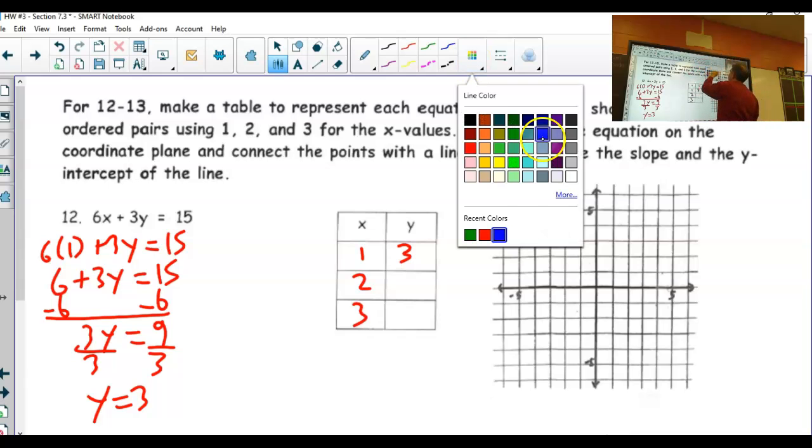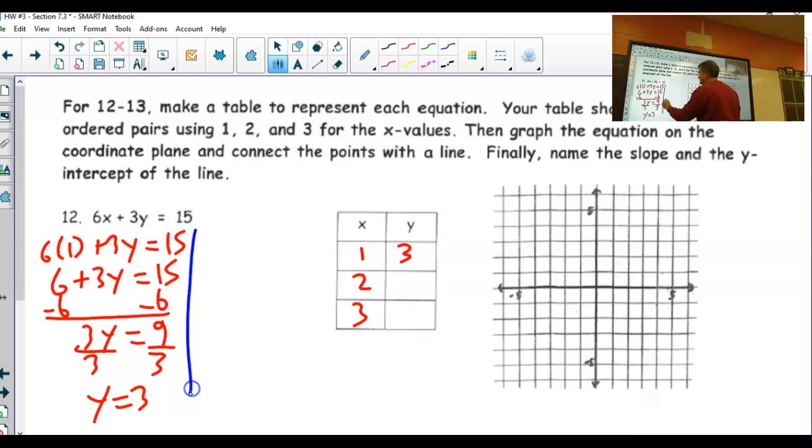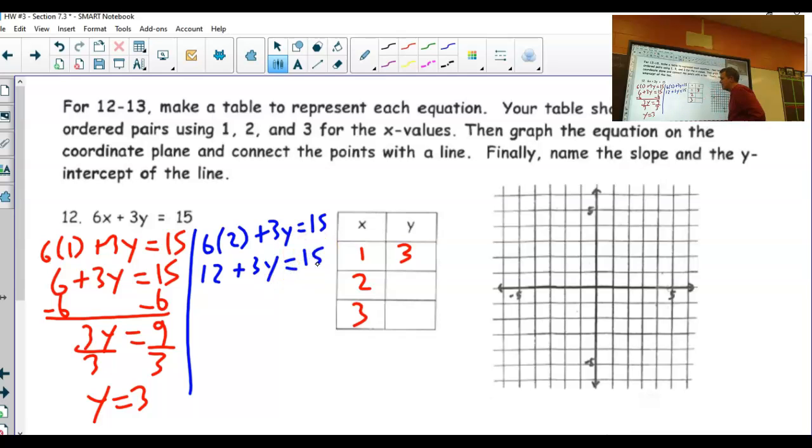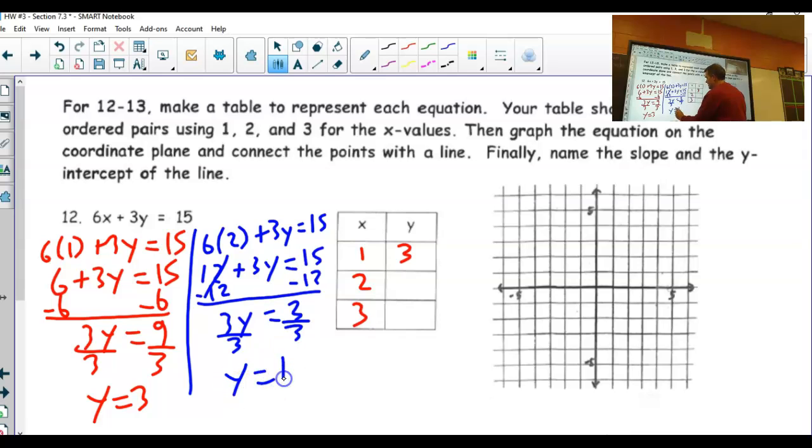And then I would put the next number in. I put 2 in. 6 times 2 plus 3y equals 15. That'd be 12 plus 3y equals 15. And now I want to solve for y, so I would subtract 12 from both sides. Gives me 3y equals 3. I would divide both sides by 3 and get y equals 1. When x is equal to 2, y is equal to 1.